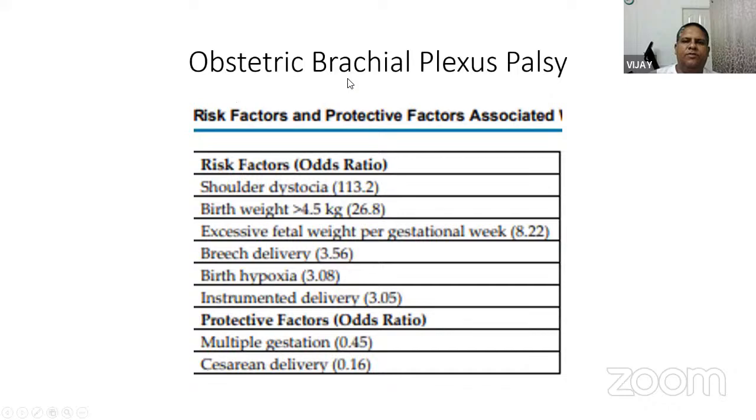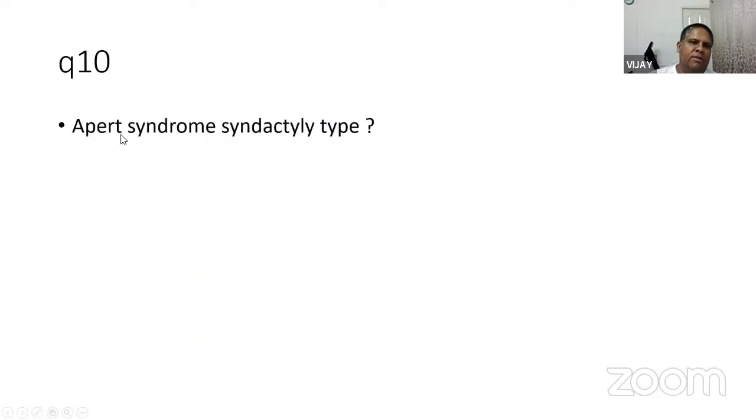So various risk factors for birth plexus palsy, just to mention: shoulder dystocia, birth weight of more than 4.5 kgs, excess fetal weight for gestational age, breech delivery, birth hypoxia, instrumental delivery. Protective factors are cesarean section and multiple gestation. So cesarean section, in fact, is a protective factor.